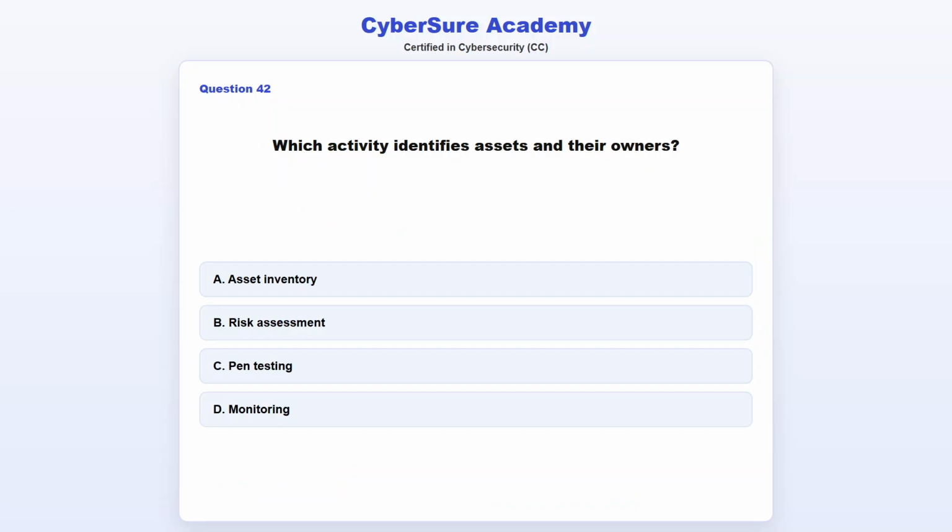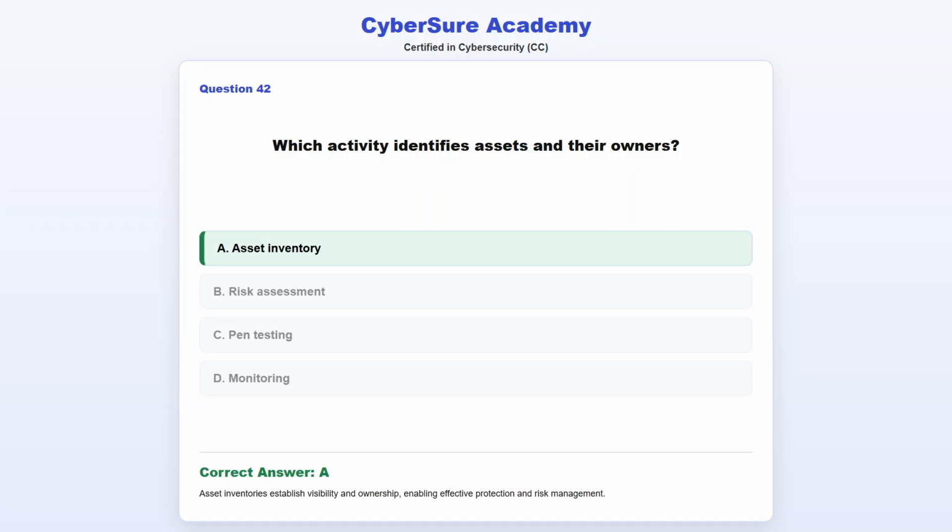Question 42. Which activity identifies assets and their owner? A, asset inventory. B, risk assessment. C, pen testing. D, monitoring. The correct answer to 42 is A, asset inventory. Asset inventories establish visibility and ownership, enabling effective protection and risk management.